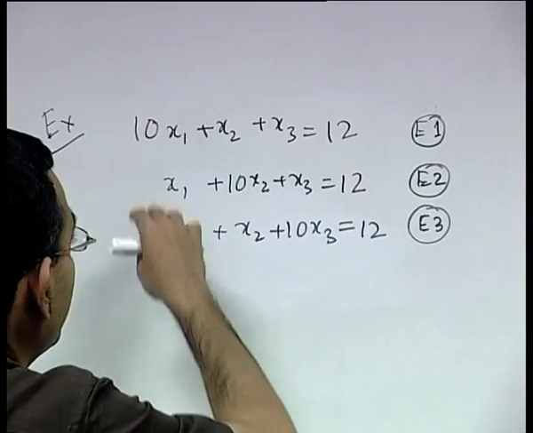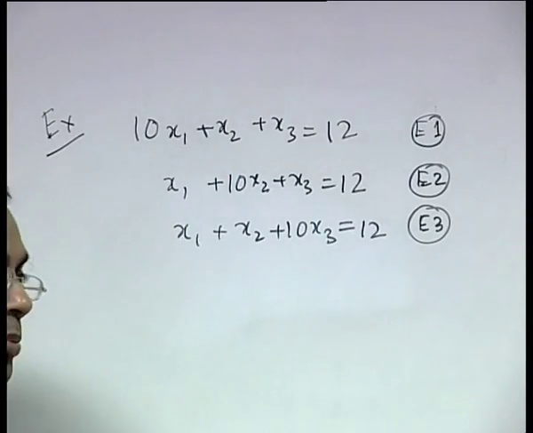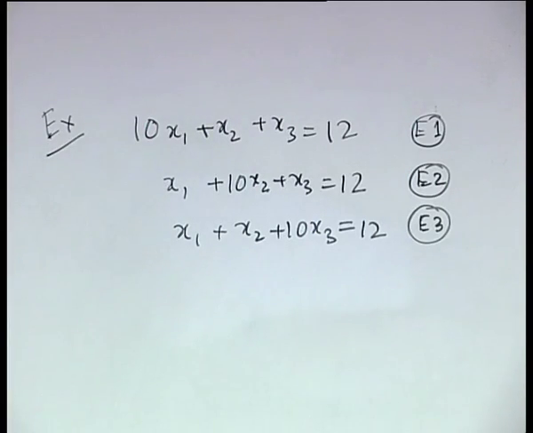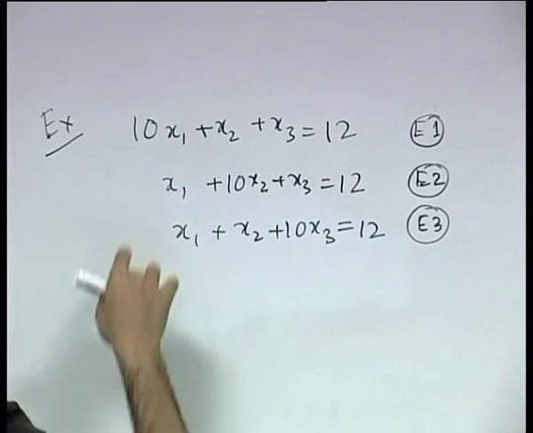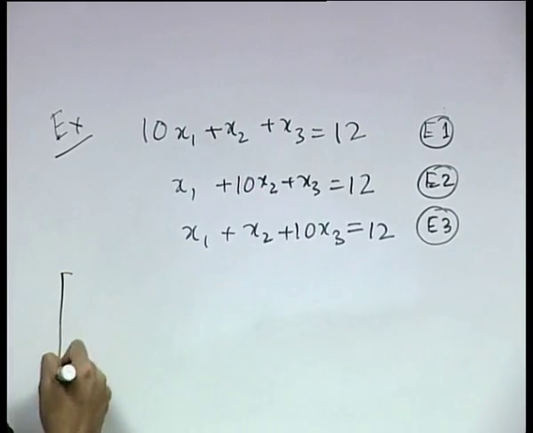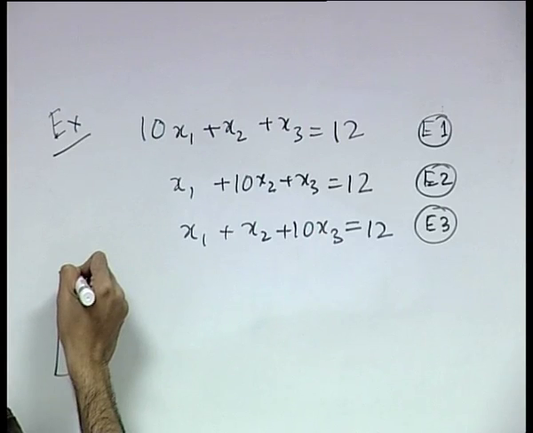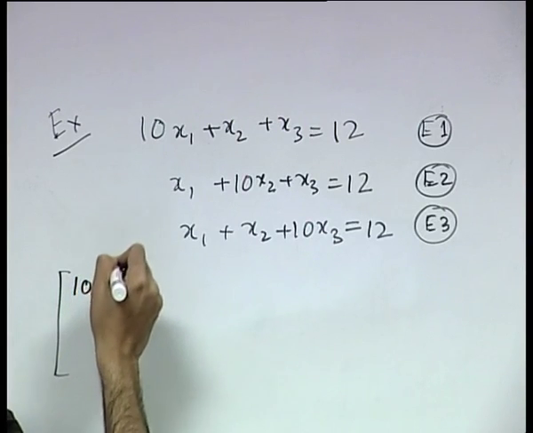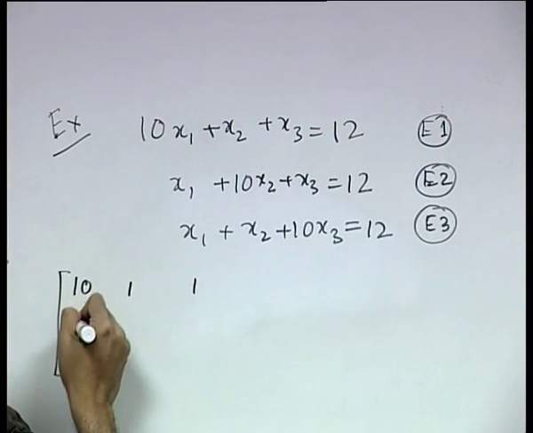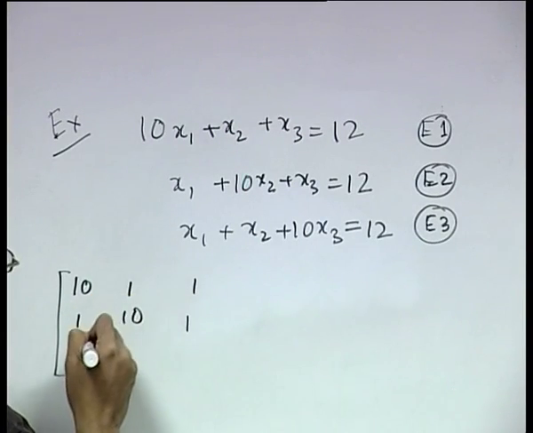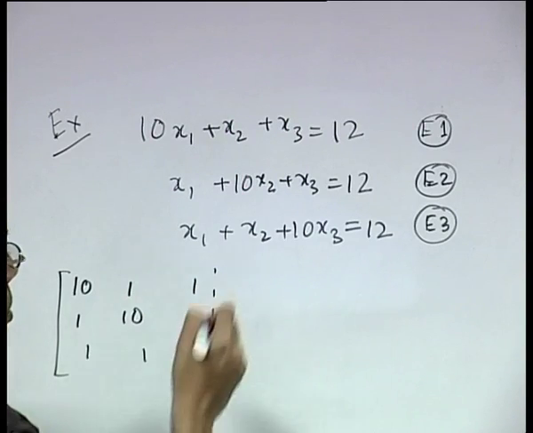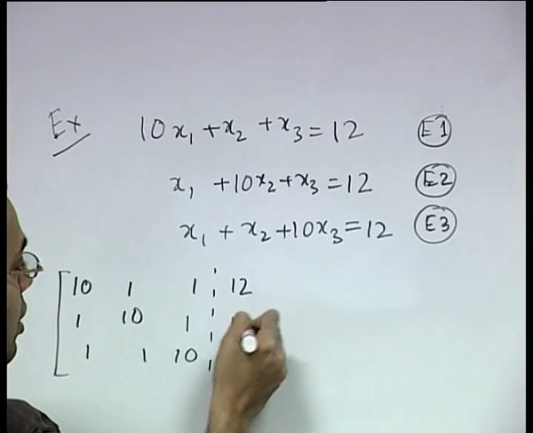To see how the method works, first we will go through this example and then try to formalize this through a more general algorithm. The first and foremost objective is to operate on the coefficients in the coefficient matrix. If you write the coefficient matrix, you have 10 1 1, 1 10 1, 1 1 10, and if you write the augmented matrix, you have additional terms.